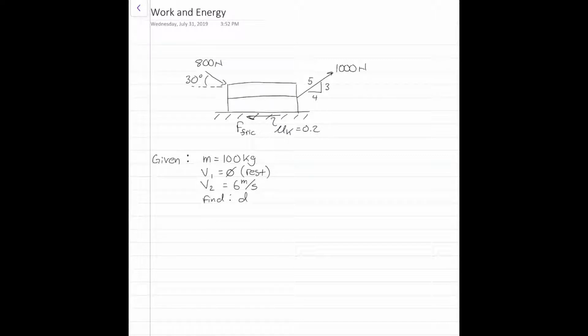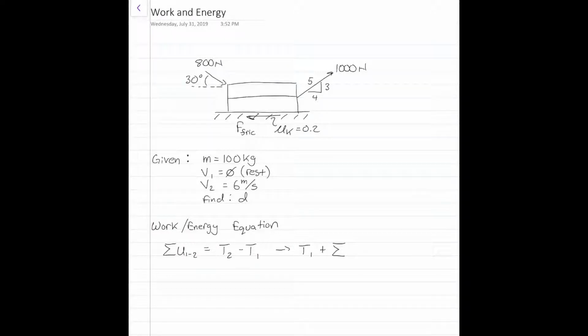So we're going to look at our work energy equation here. Work is defined as a force applied over a distance. And if you look in the chapter on work energy in Hibbeler's book, you'll see that the sum of the work done from position 1 to 2 is equal to the change in kinetic energy from position 1 to position 2.